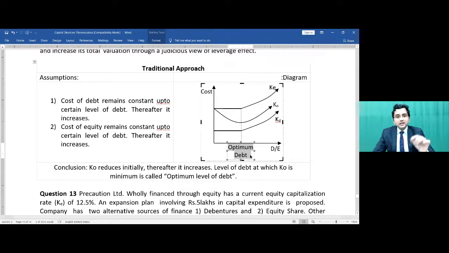So NI was saying borrow highest amount and take advantage. NOI, M&M were saying whatever amount you borrow, it hardly matters. Traditional approach is saying borrow, but only up to optimum level. What is optimum level? Where KO is minimum. Below optimum level of debt, KO will be more. Above optimum level of debt, KO will be more. At optimum level of debt, KO will be minimum.